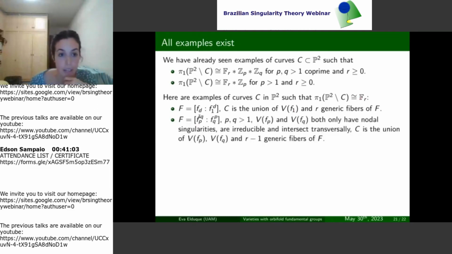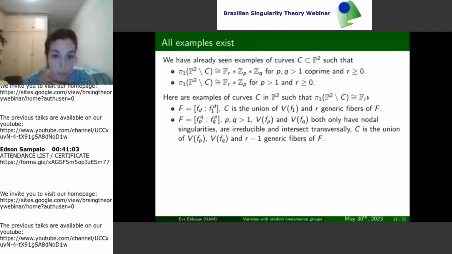Or more generally, if you have something like in Oka's example, but FP and FQ both only have nodal singularities and intersect transversally, so that the union also only has nodal singularities, then you know that the fundamental group of the union is going to be abelian and it's going to have to be the integers. And so if you add R minus 1 generic fibers to it, then you're going to have a free fundamental group as well. And so in P2, all possible examples exist. And we didn't know if in more general surfaces this could happen, if all possible examples exist.